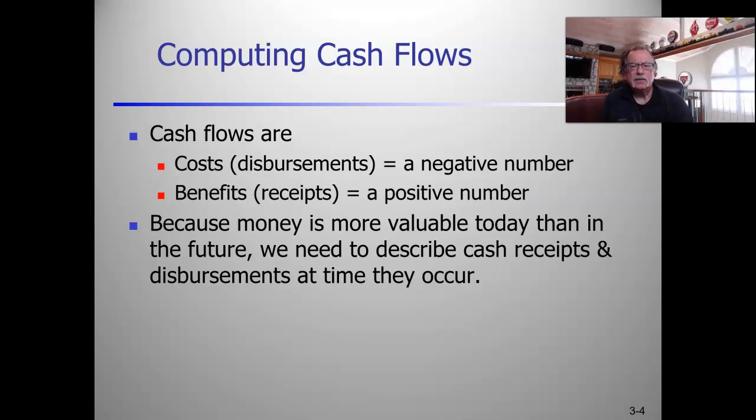And the first part of the second blue bullet point says, because money is more valuable today than in the future. And that's because of what we just talked about. We'd rather have $1,000 today than in 10 years. We need to describe these costs and benefits at the time they occur. So if we're evaluating a project and it generates a net of benefits minus costs of $100 a year, $100 in year 1 is different than $100 in year 4, is different than $100 in year 10.